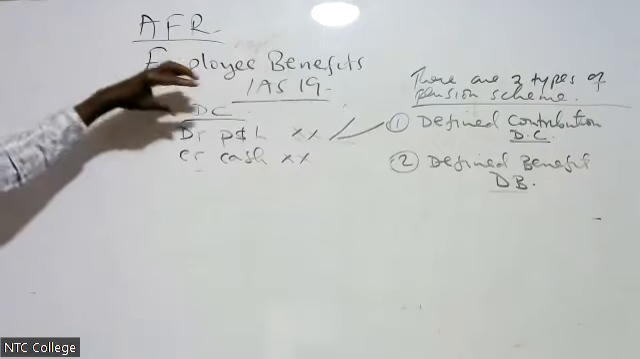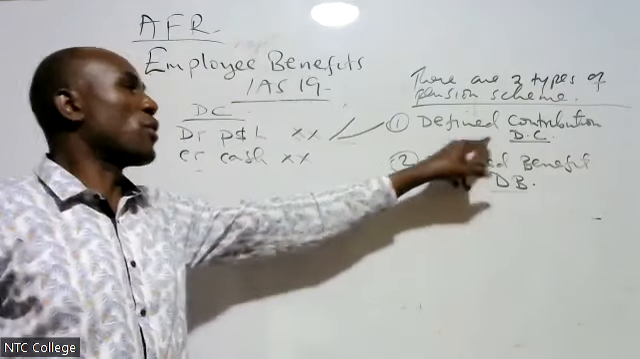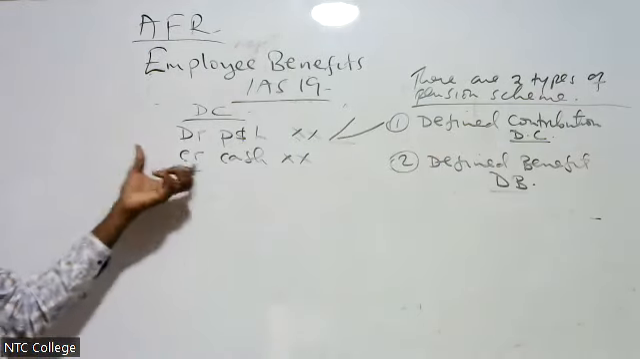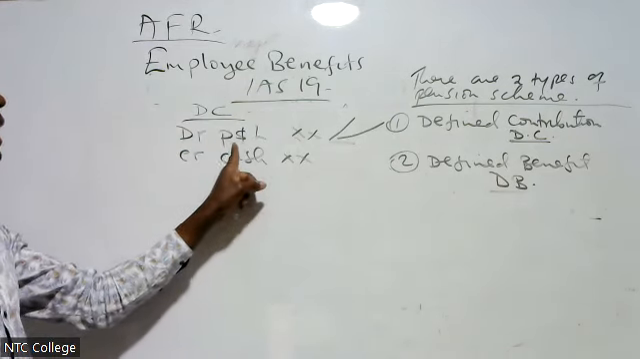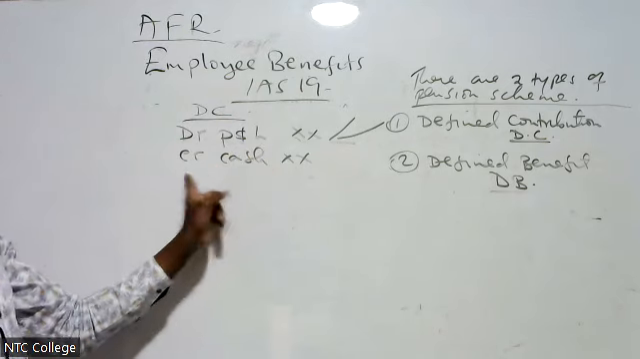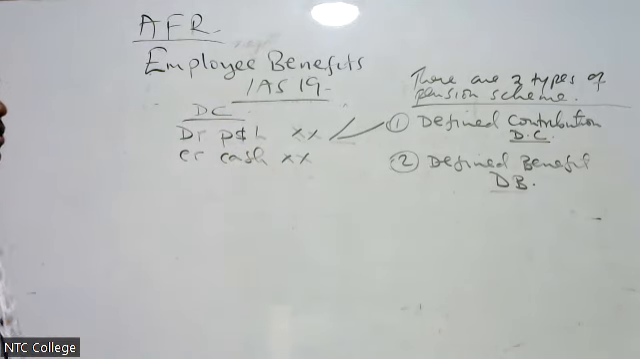Now, in a defined contribution, that is the DC scheme, what we are saying is that the employer will have to debit P&L, then you credit cash. That is, the employer has done his work.